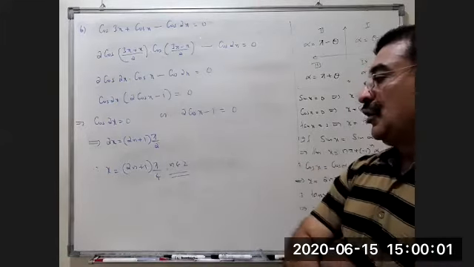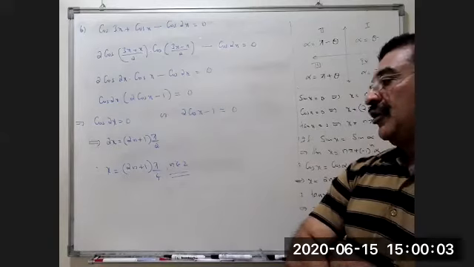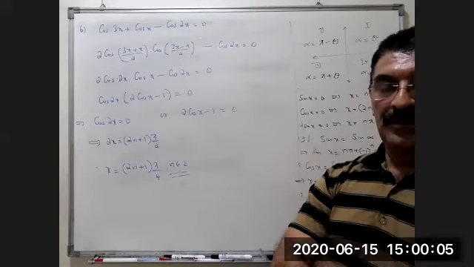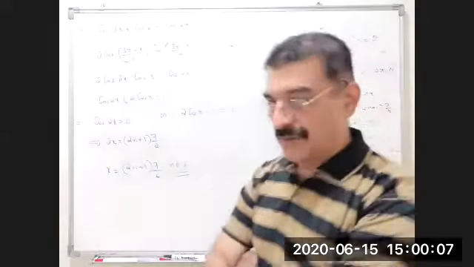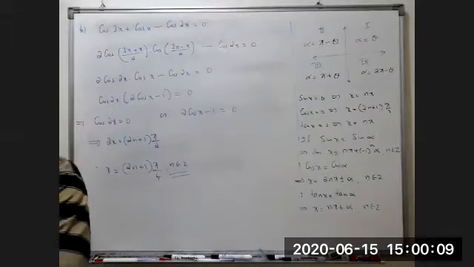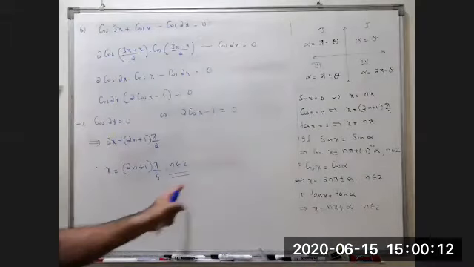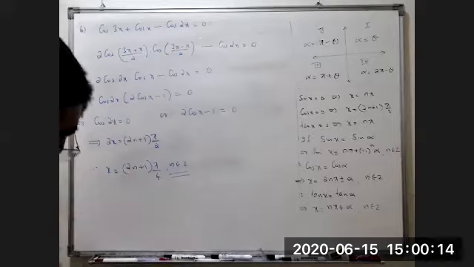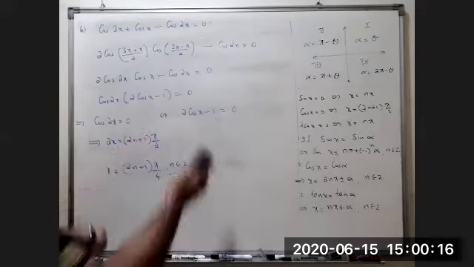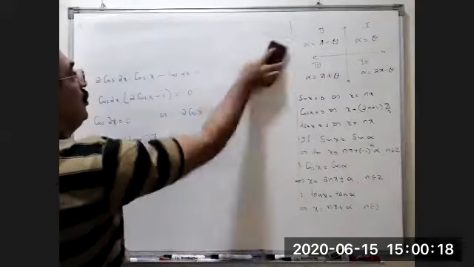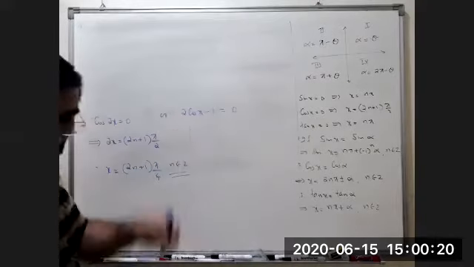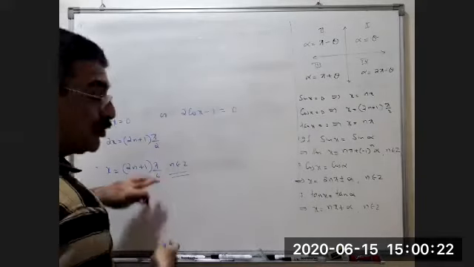x is equal to (2n plus 1) pi by 4, n belongs to Z. I hope you got the idea. This is only one part. Now, for the second part, we use the previous method. 2 cos x, it is not over.